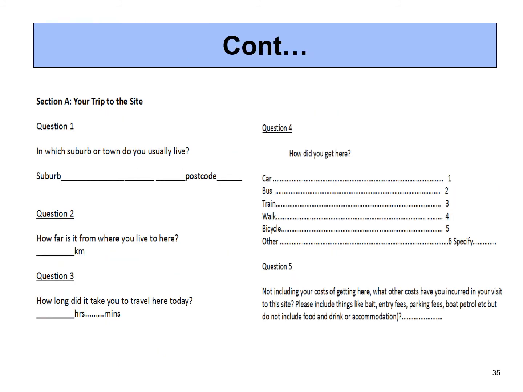For the travel cost method, these are some of the useful information that you should get from your respondent. The first one is: in which suburb or town do you usually live? You can ask about their suburb as well as the postcode. Why do we have to ask this question? Because it will tell us the distance from their house to the site.